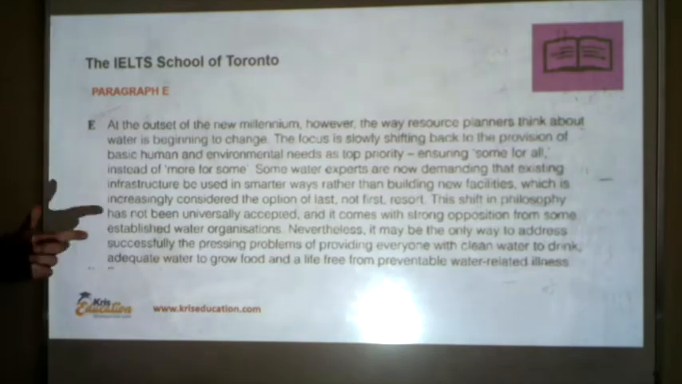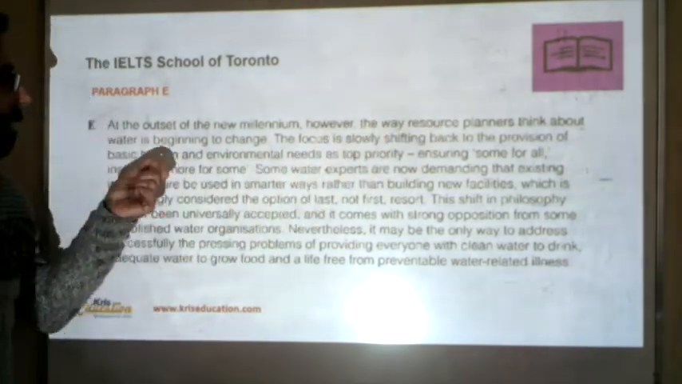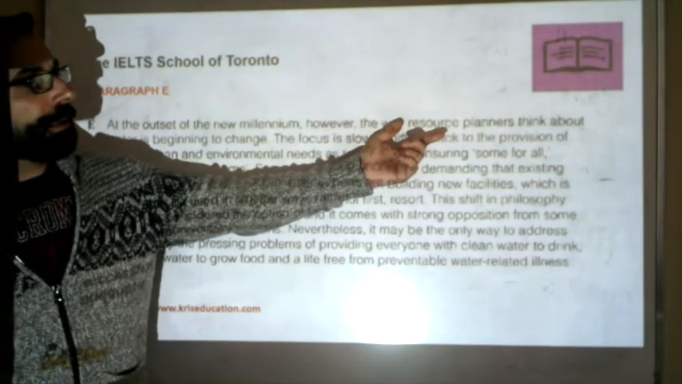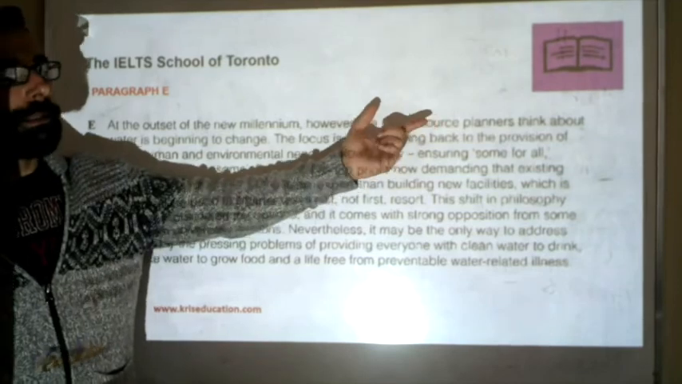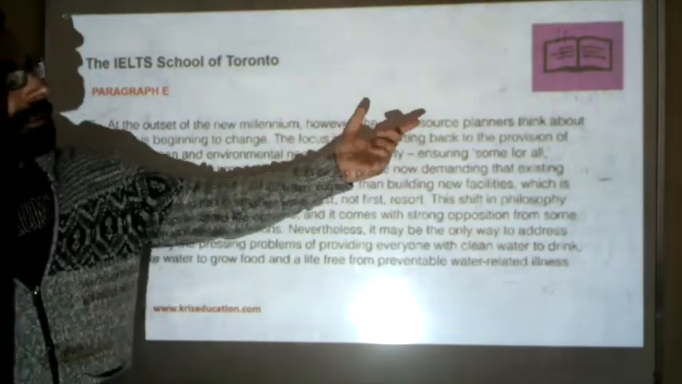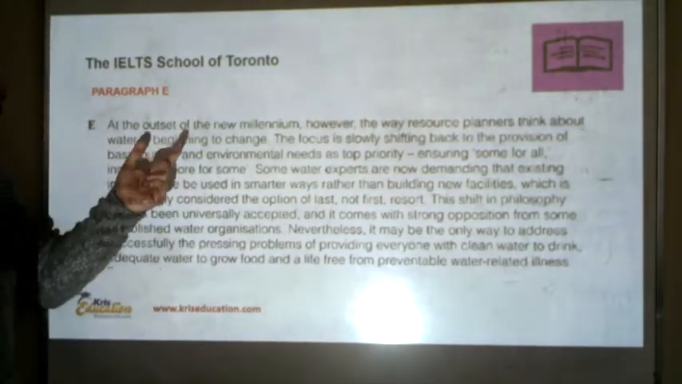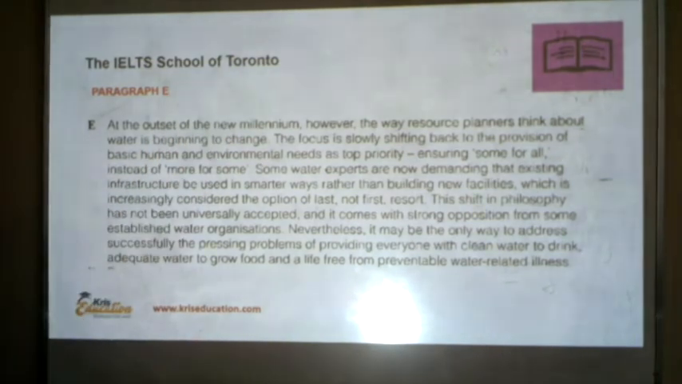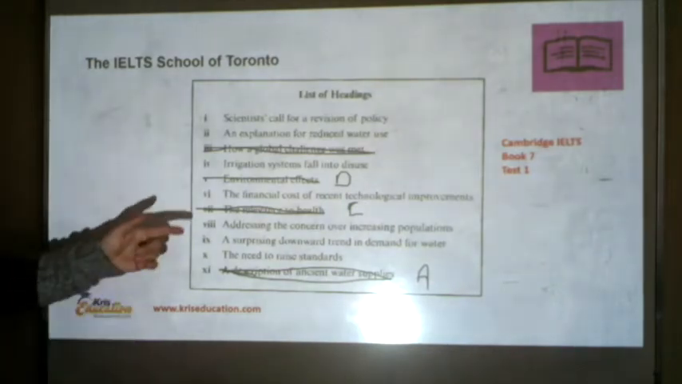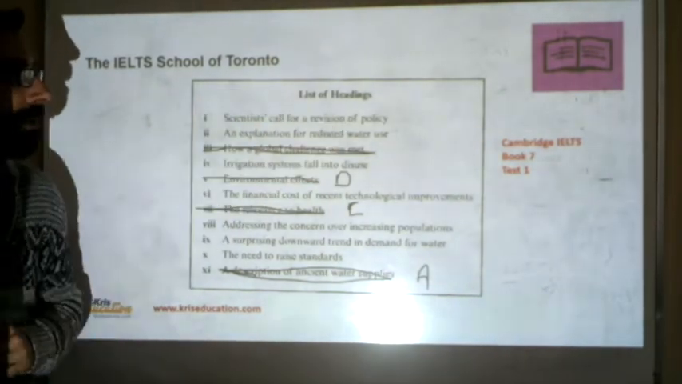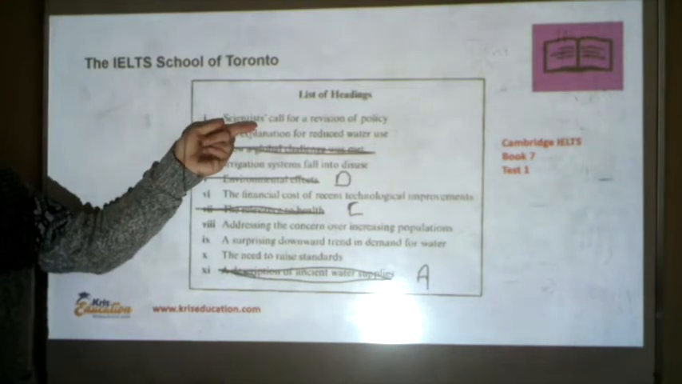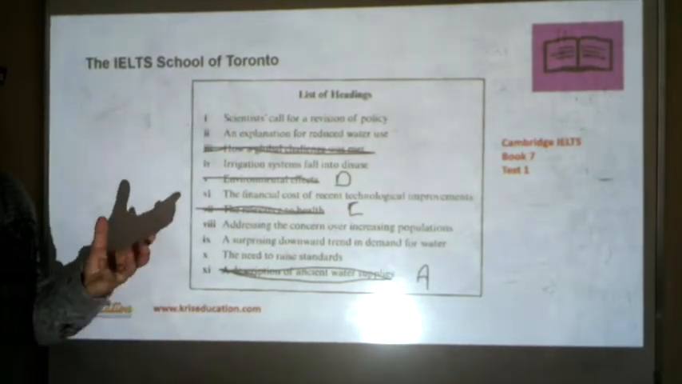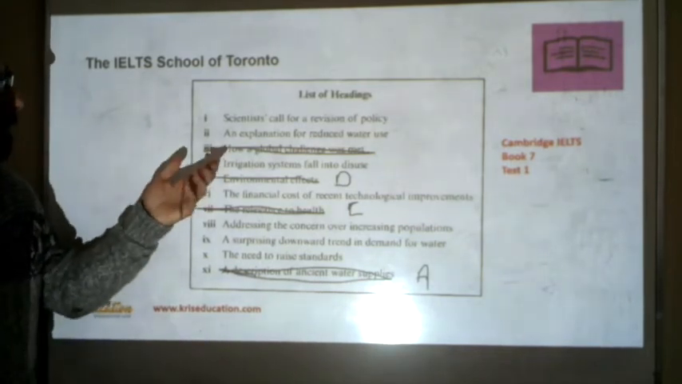The main sentence here is the way resource planners think about water is changing. Resource planners are people who plan. So the way these people think about water is changing. This is what this sentence is telling you. Let's go back to the heading. Scientists call for a revision of policy. It can be because scientists and resource planners are pretty much the same thing, people who plan, basically.